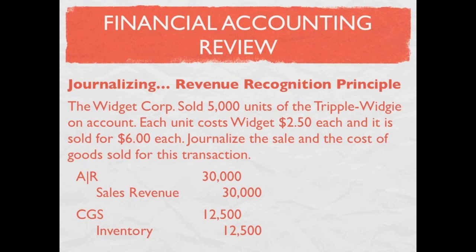But in addition to that, we have to reduce our inventory and record the cost of that inventory that we sold. Again, matching the expense with the revenue that expense created. So referring back to the matching principle as well. So the cost was $2.50 each, times 5,000 is $12,500. So we would debit our expense, in this case cost of goods sold, for $12,500, and we would reduce or credit our inventory for $12,500.